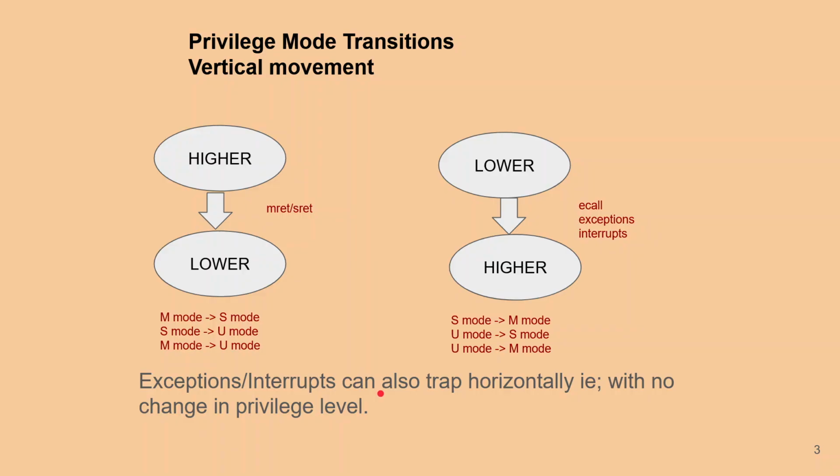So the idea here is vertical transitions are accompanied by a change in privilege level. So vertical transitions change who is in charge. Horizontal transitions just change what is running. In the next video, we will look at the finer details of privilege mode transitions.